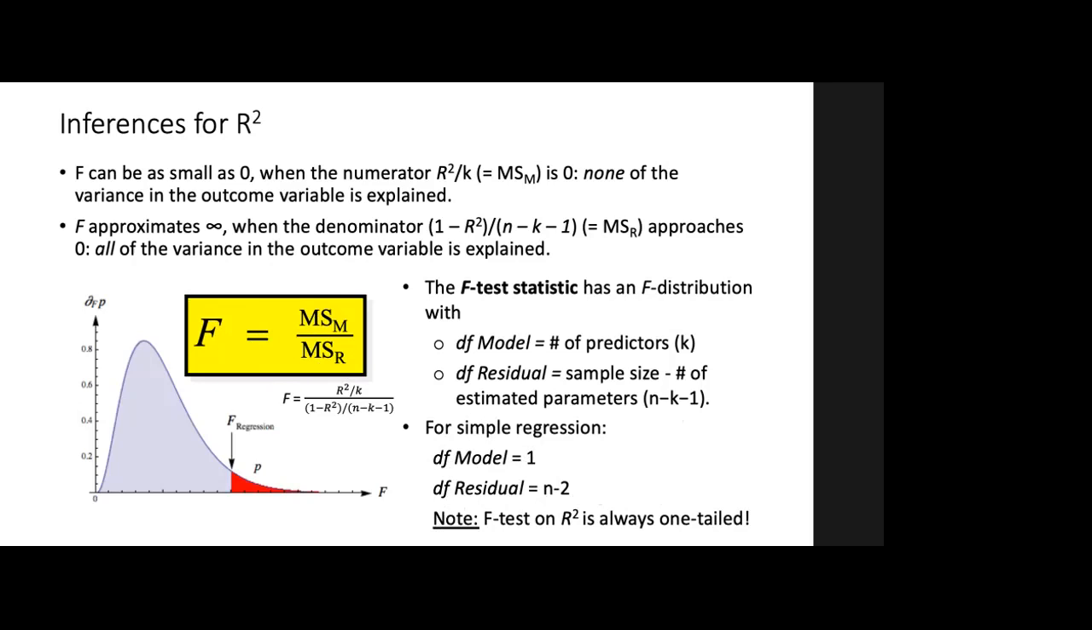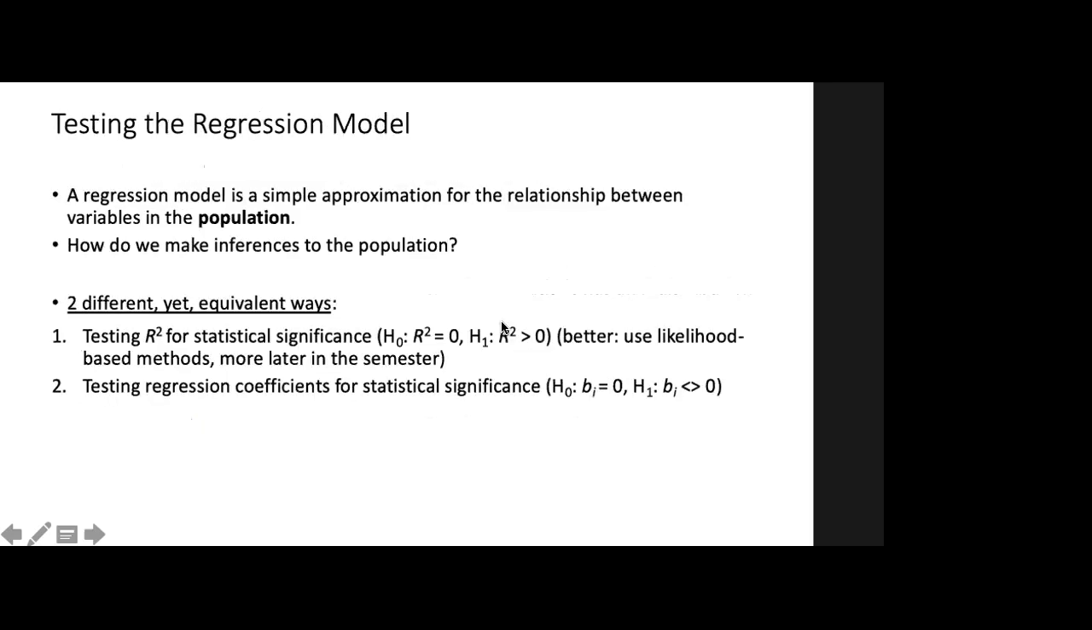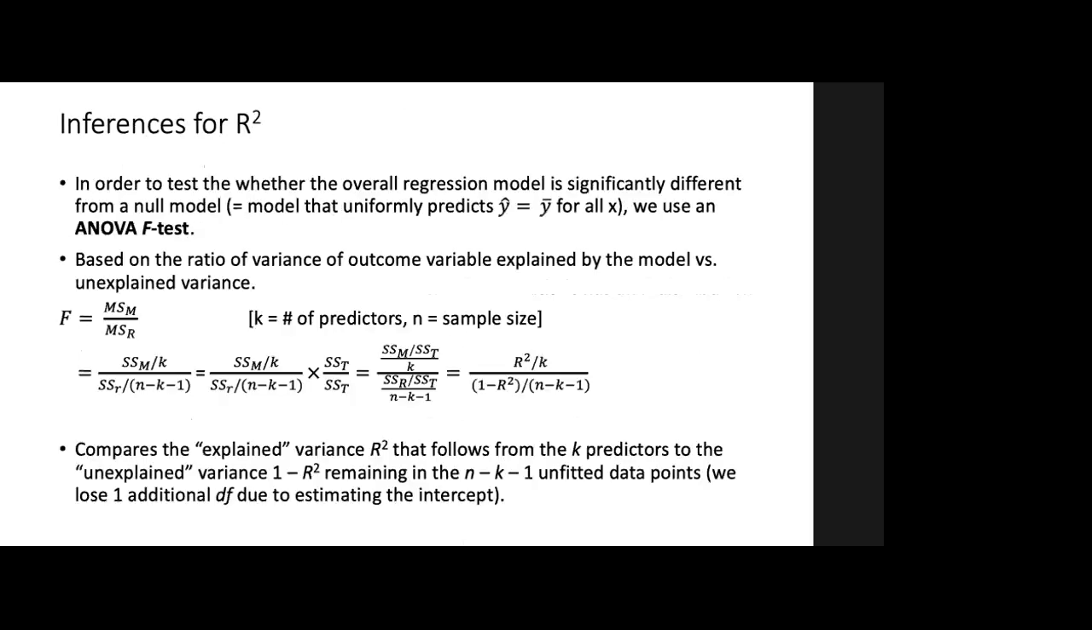One more thing, and that is really important here. The F-test on R squared is always one-tailed. We're always looking at the right tail of the F distribution, because what are we interested in? We are testing the hypothesis that R is greater than 0. We're never testing R smaller than 0 or something like that. So we're always focusing on the right tail here.